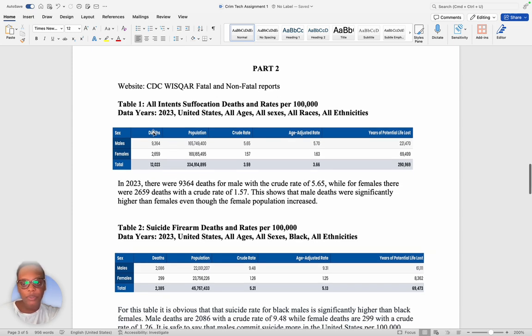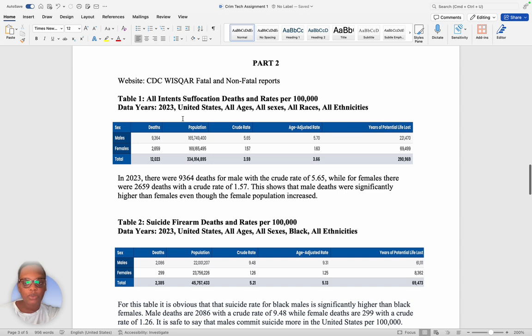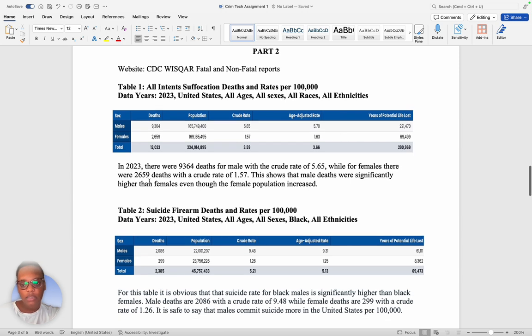Table 1 with filters. The death is all intent by suffocation. Year is 2023. Country is United States. All ages, all sexes, all races, all ethnicities. In 2023, there were 9,364 deaths for males with a crude rate of 5.65, while for females, there were 2,659 deaths with a crude rate of 1.57.